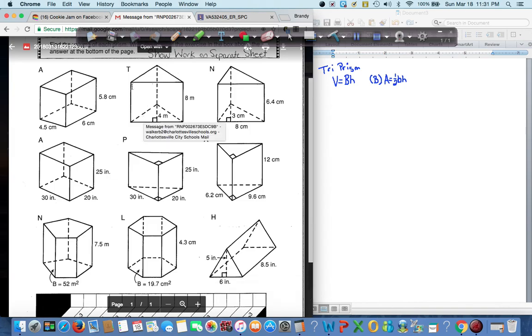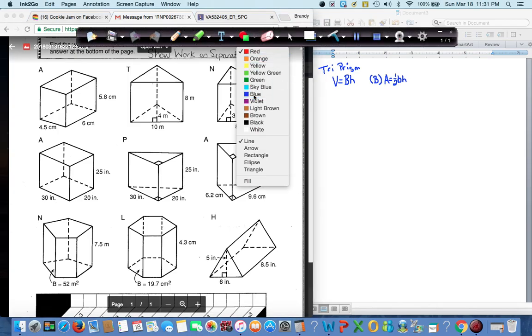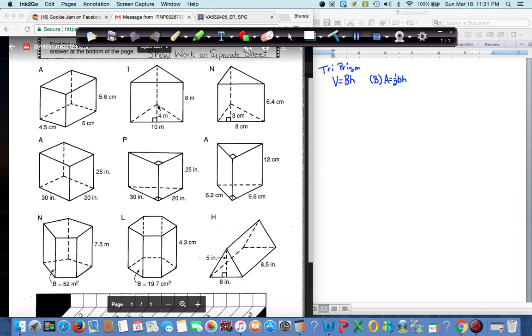Okay, so if we look at letter T, let me get some colors going on here. Make sure it's aligned. Okay, so do you guys see this triangle right here? You see this guy? This is going to be our base.